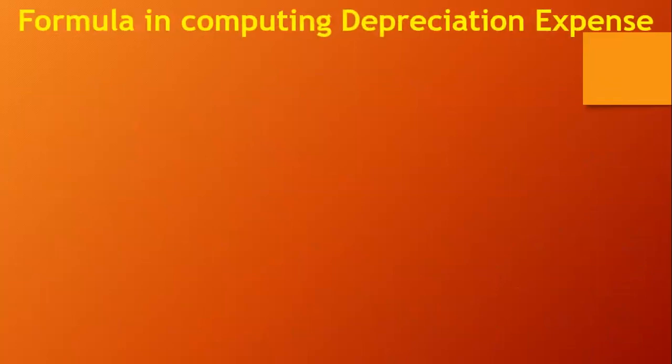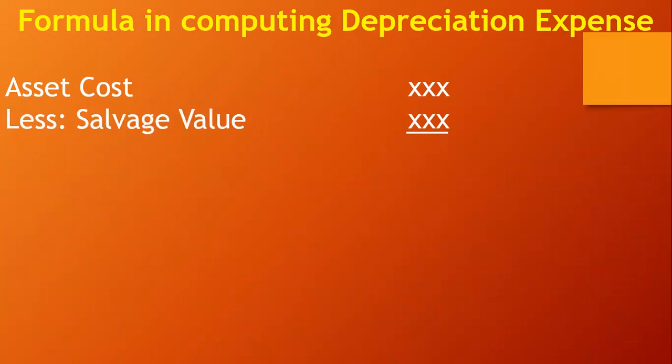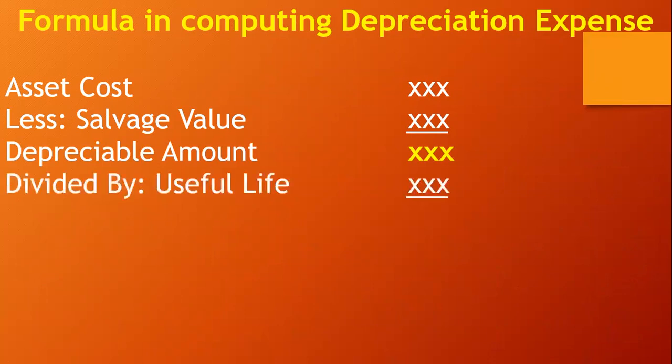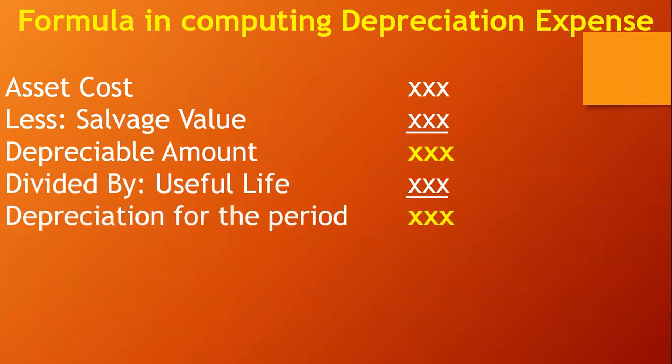All right, so this is the formula in computing depreciation expense. Actually, there are a lot of methods or formulas in computing depreciation expense, but this is the standard, the straight line method. Asset cost less salvage value, and the result would be your depreciable amount, divided by useful life. Ma-compute mo na yung depreciation for the period. Okay, let's take a look at the example.